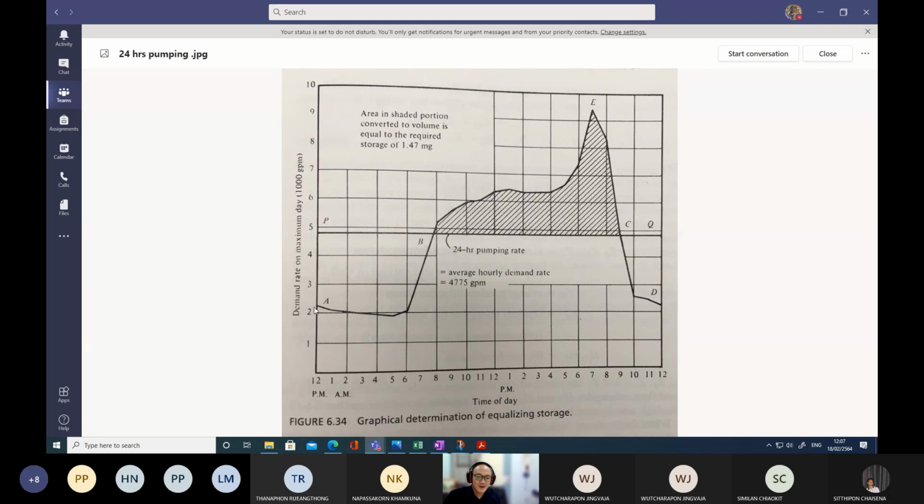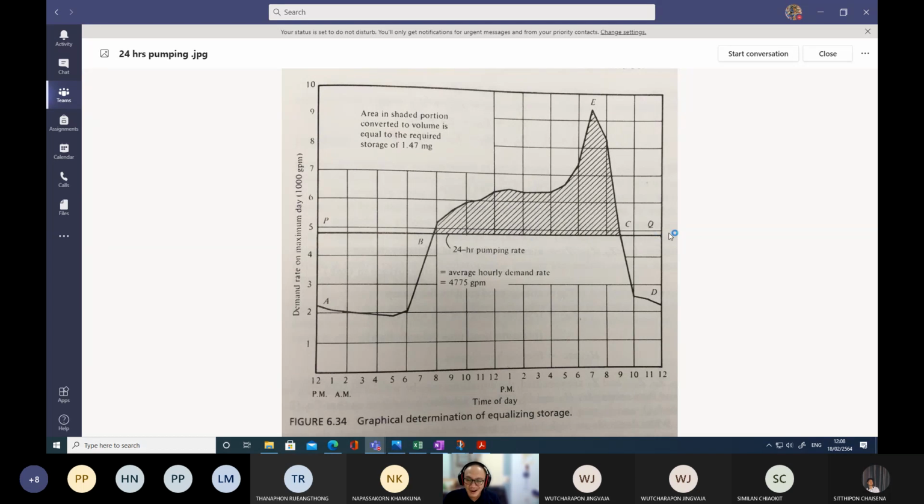So we have the variations of flows over 24 hours, and then we need only the 24 hours pumping rate. This is the constant pumping rate, which is equal to the average flow. If you take the flows in each individual hour, sum them, and then divide by 24, it becomes the average flow. So the average flow is this constant amount, and this one is the peak flow. Okay, so this is the average flow or the average pumping rate.